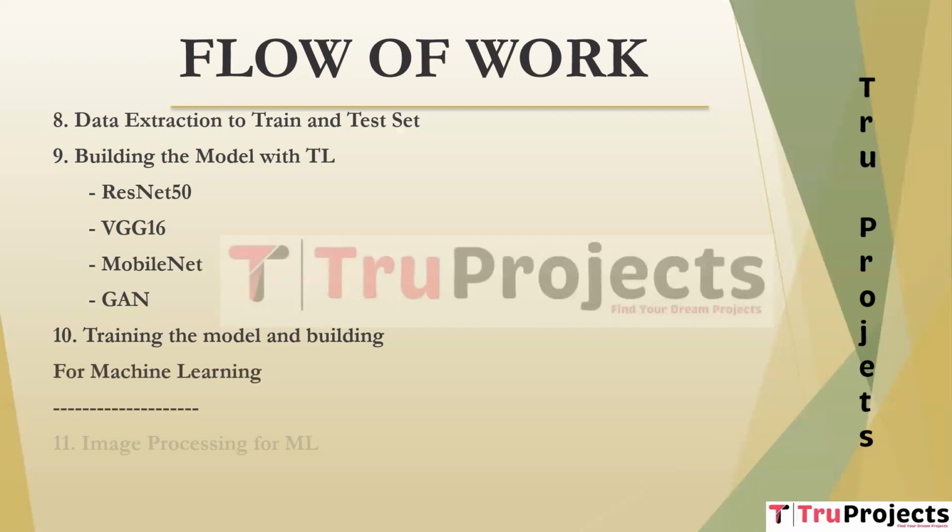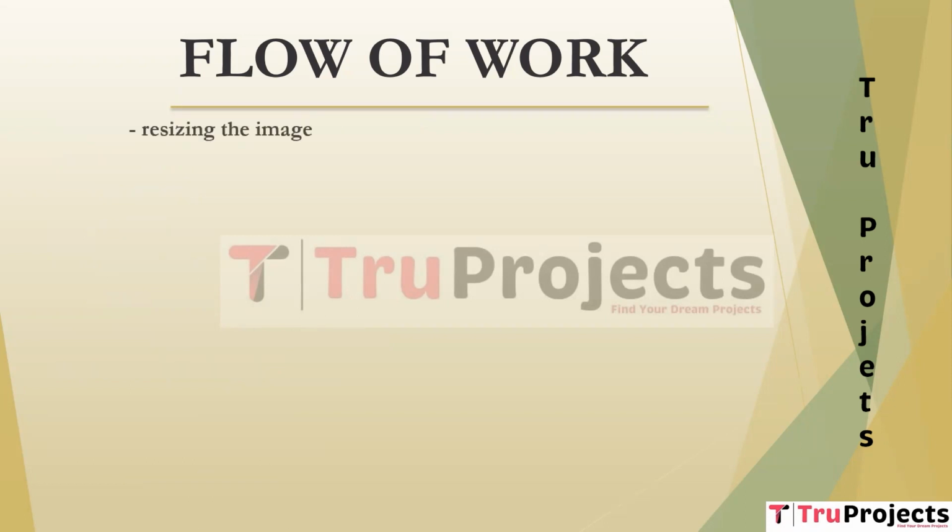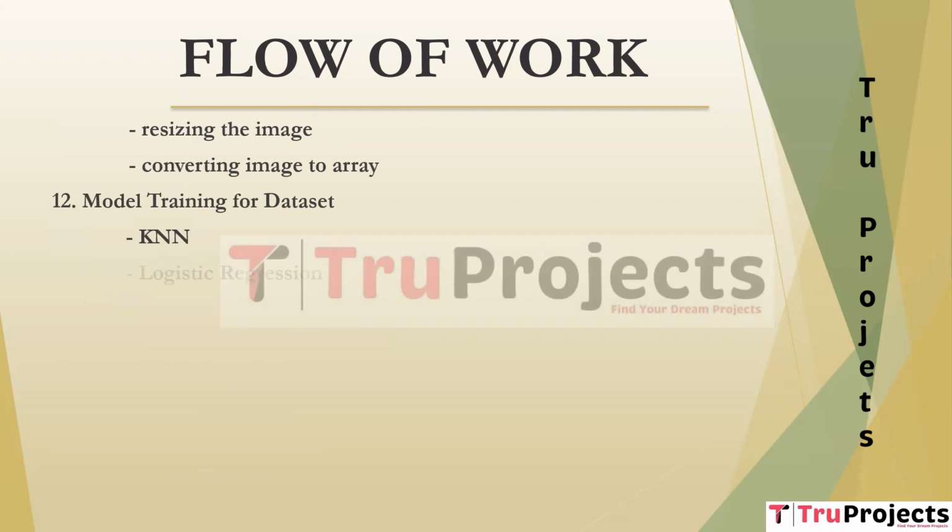For machine learning. Image processing for ML. This module is responsible for processing images specifically for machine learning models, involving tasks such as using OpenCV, reading the images, resizing, and converting into arrays. Model training for the dataset. It involves training the machine learning models, which are KNN. KNN is a non-parametric machine learning algorithm used for classification tasks. It classifies data points based on the majority class among their k nearest neighbors.